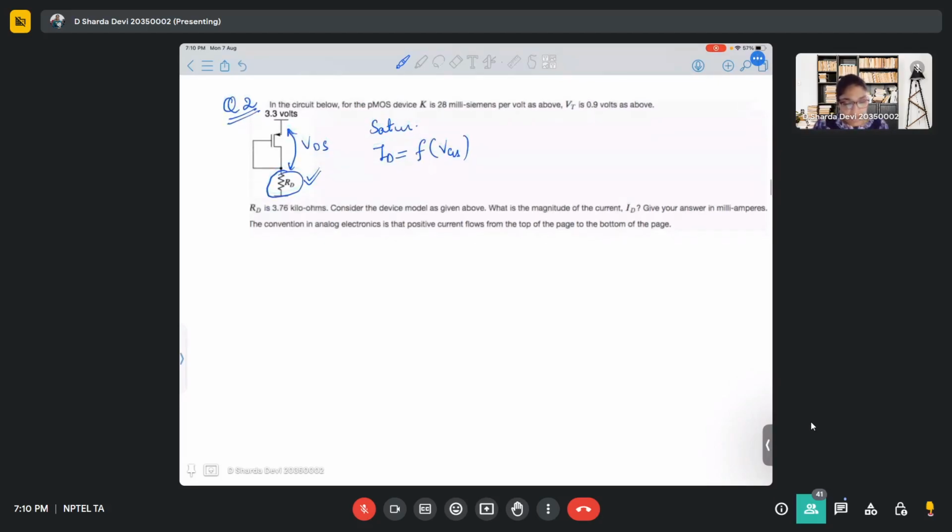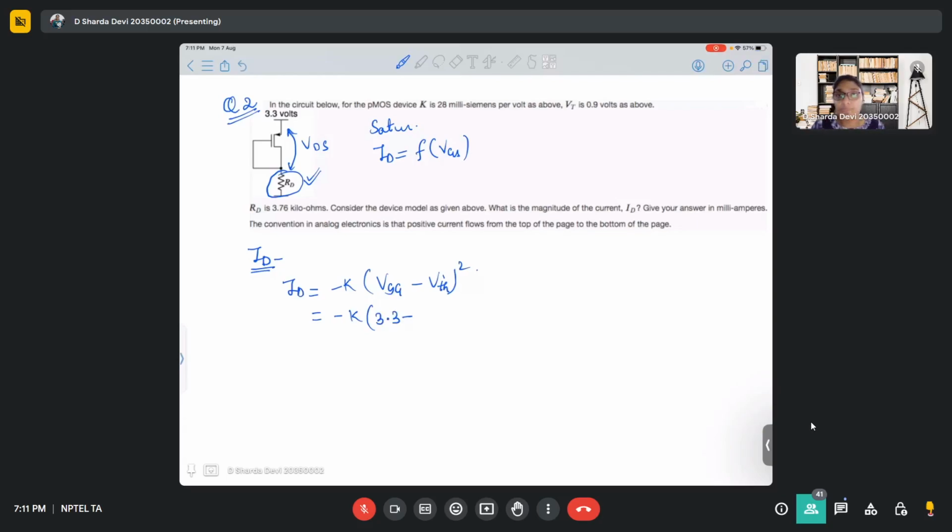Okay, so in this particular question RD has been introduced. Now we have to calculate the ID. So how will we calculate ID? We know the formula for ID, right? It is again the PMOS, so we'll use the same formula which was mentioned earlier. K times (VGS minus VTH) whole square. Here it is minus K. VS is 3.3.